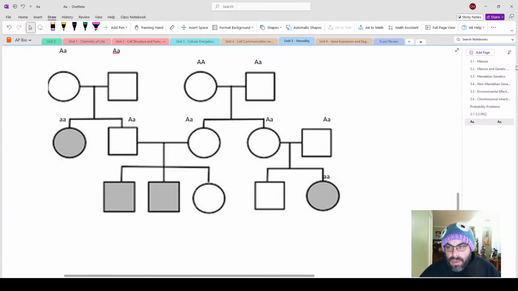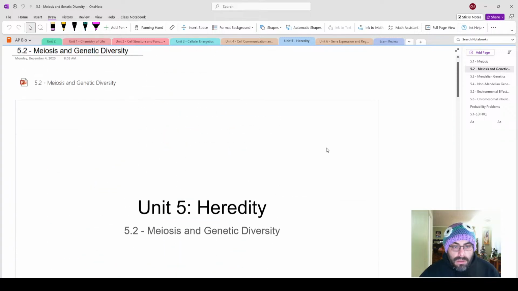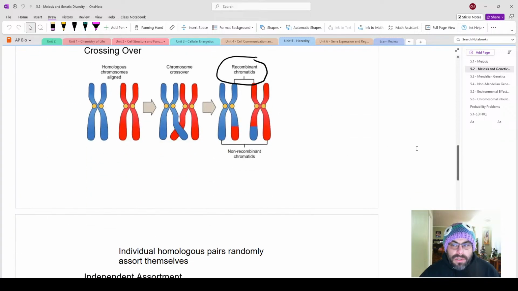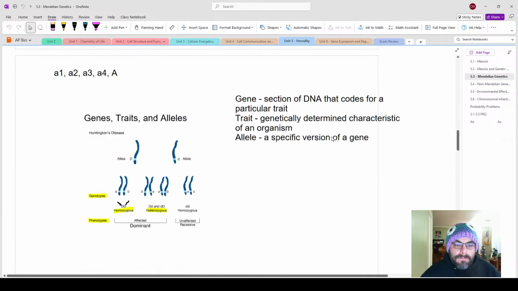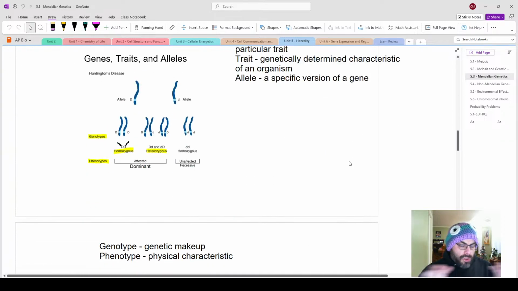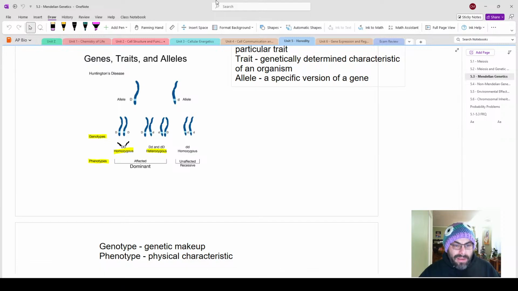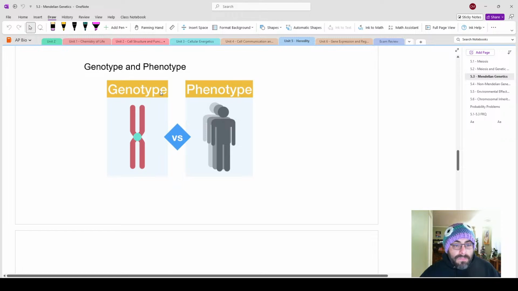Independent assortment and segregation. Yes, I will do that. Just think about the words, right? Think about those words. Independent assortment. What does it mean to assort? It means to sort out, right? Or to arrange or something. And independent means by themselves. Segregation means to separate.